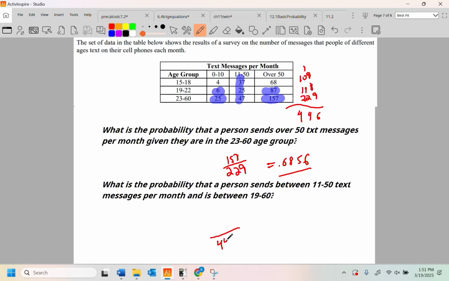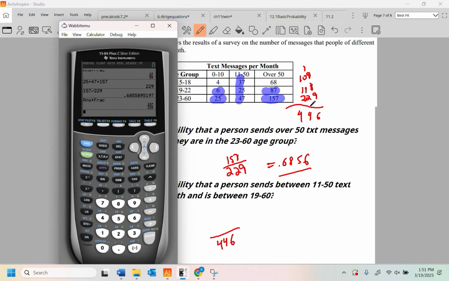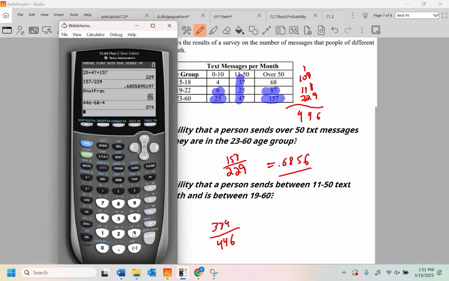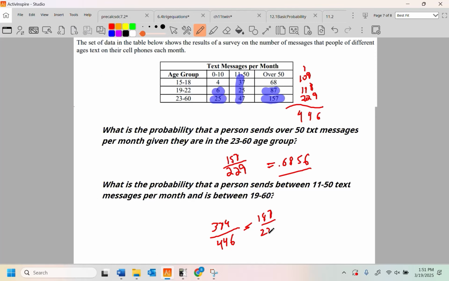So it's going to be out of 446. And I can be a little lazy here since I'm doing everything but the 68 and 4. If I made a mistake in my basic arithmetic, feel free to correct me and laugh at me. Don't care. 374 out of 446. And that will reduce. Those are even numbers, so we know it's going to reduce. 187 and really that's as far as it went. 187 over 223.